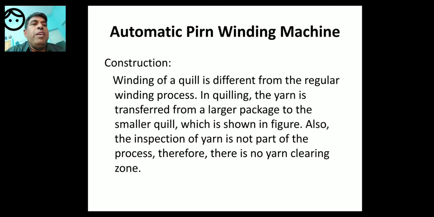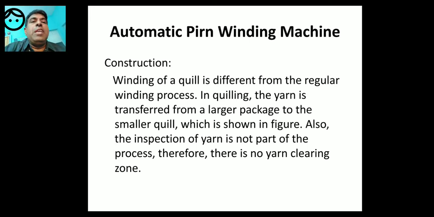So here we will see winding of a quill is different from the regular winding process. In quilling, the yarn is transferred from a larger package to the smaller quill, which is shown in the figure. Also, the inspection of yarn is not part of the process. Therefore, there is no yarn clearing zone.